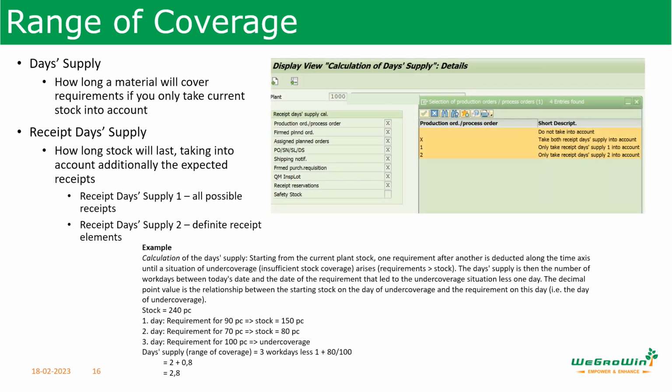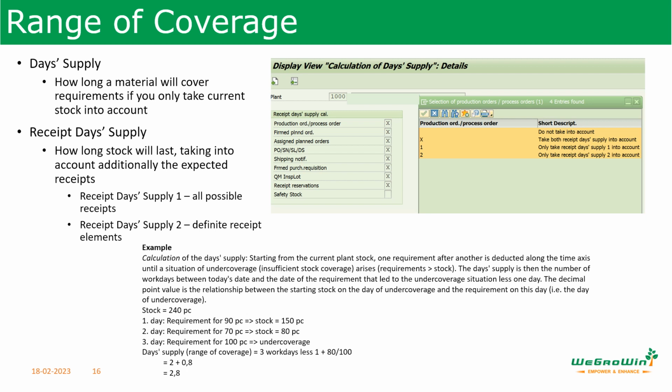These things can be configured to arrive at which receipts have to be in receipt day supply 1 and which have to be in receipt day supply 2, like a planned order, production order, stock transport order, or shipping notification. So whether it has to be in both or only one. Normally, receipt day supply 1 will take all possible receipts. Receipt 2 will take only the firm requirements to appear in this report.